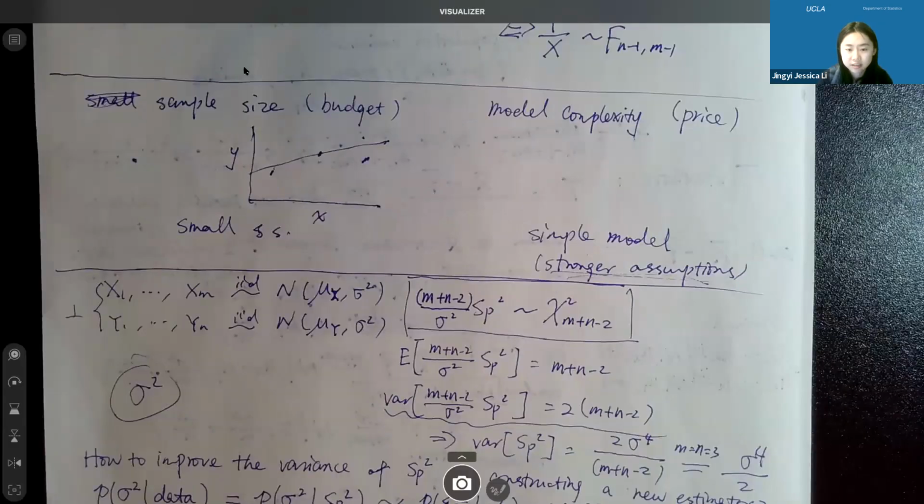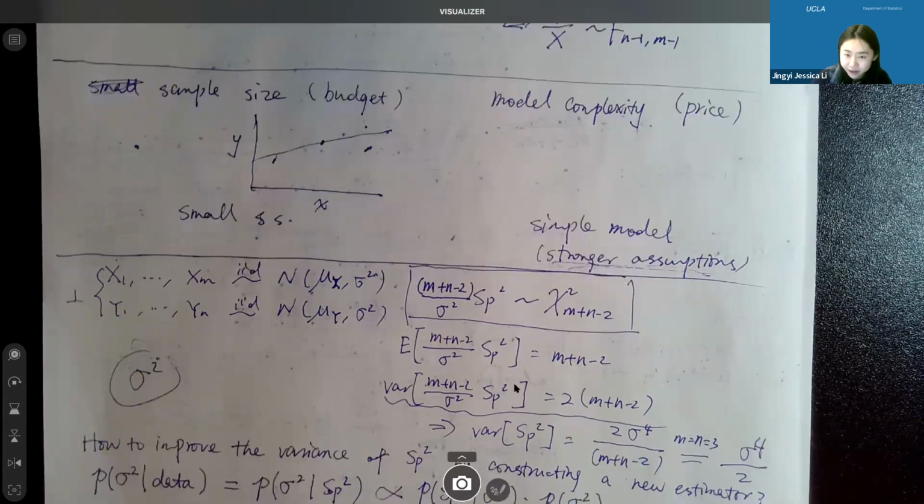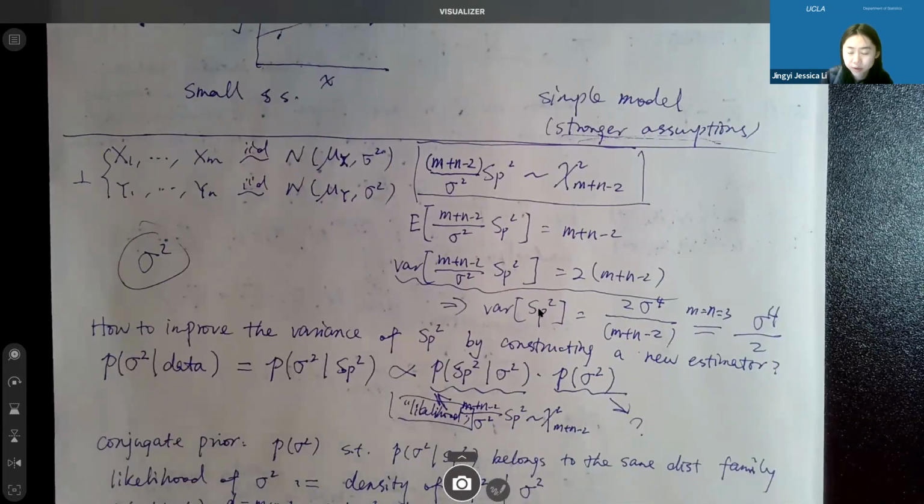Okay. So this issue we're saying is that when the sample sizes M and N are too small, and we know that under this two Gaussian normal distributions assumption, this SP square would follow this chi-square distribution. And based on this, we can tell that the variance of this term, SP square, would actually be inversely proportional to this M plus N minus 2. So therefore, the smaller the sample size, the bigger the variance. Then the worse that we would use this SP square as a plug-in estimate for the sigma square. So that's the whole story motivation.